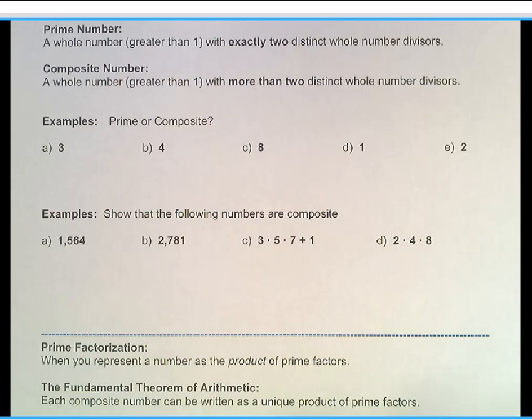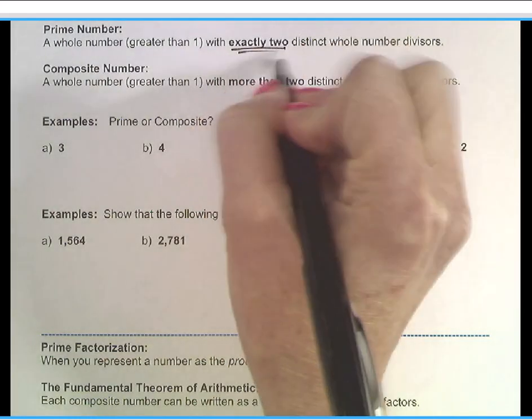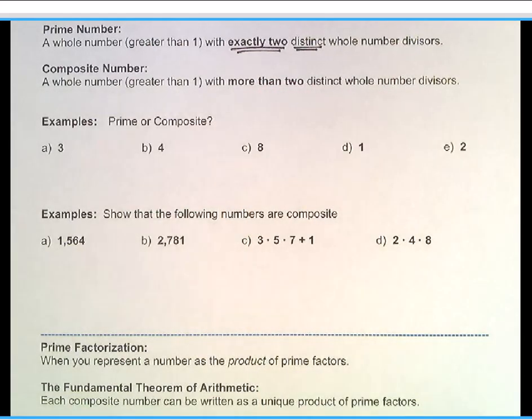In this next section, we're going to learn all about prime and composite numbers. So let's do some definitions first. A prime number is a whole number. It has to be greater than 1, though. A whole number greater than 1 that has exactly 2 distinct whole number divisors.